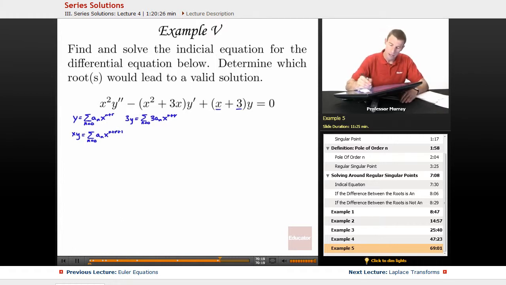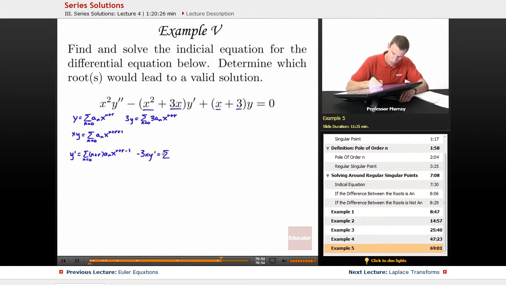And now let's figure out y prime. Y prime is the sum, again, from n equals 0 of n plus r times an times x to the n plus r minus 1. And we're going to have to deal with 3x y prime and x squared y prime. So let me go ahead and work those out. 3x y prime is the sum, actually that's going to be negative, so I'll go ahead and include that negative.